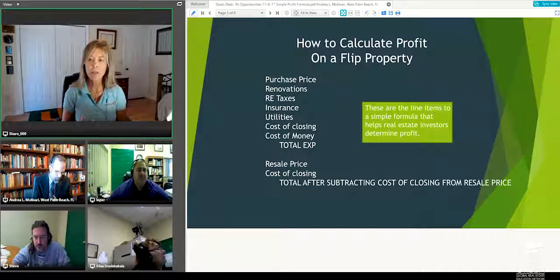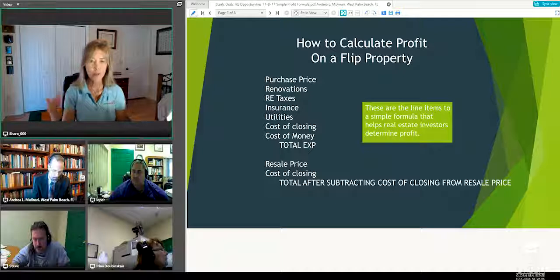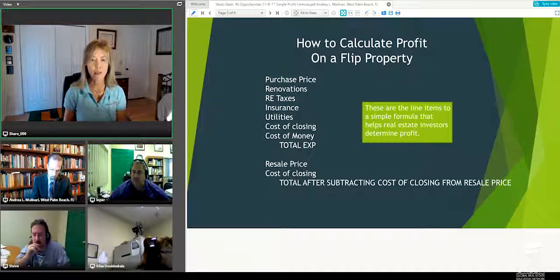These are the line items to that simple formula to help us real estate investors determine profit. Those items are purchase price, what are we paying for this property? Renovations, real estate taxes, insurance, utilities, the cost of closing it, the cost of money, our total expenses when you add all of that up, compared to the price we're going to resell it at, the cost of closing that deal, and then what the number looks like when we subtract one from the other. All right, so let's go into a little more detail.